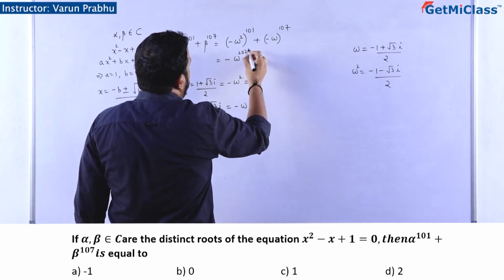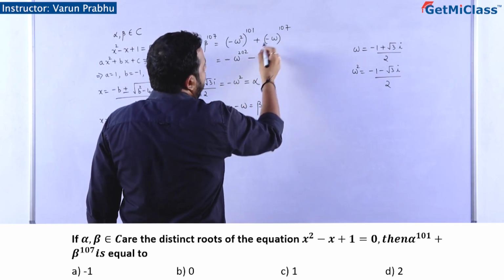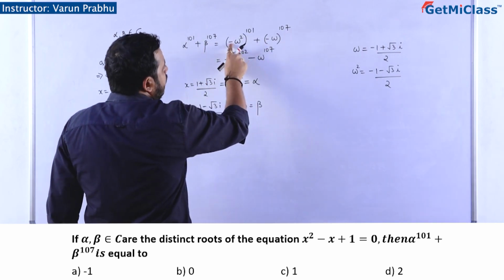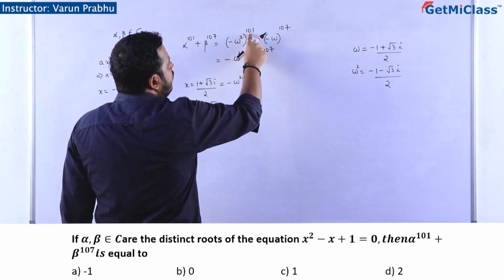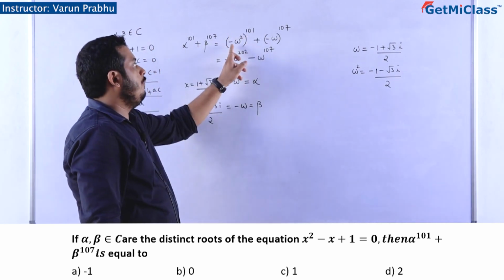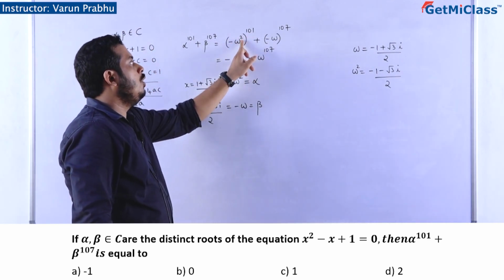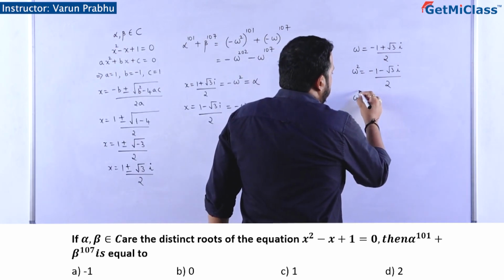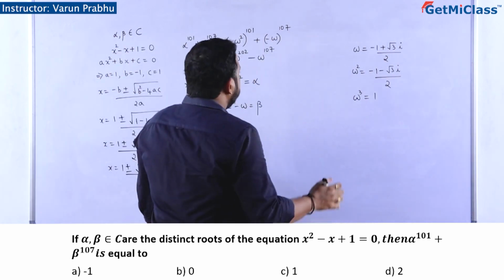So it is minus omega to the power 202 minus omega to the power of 107, because the power is odd for the negative sign. Only the index will get multiplied, but the power remains odd, right? For minus omega square, the power on the minus is only 101, not 202. Now we know that omega cube is equal to 1. Is it right? So what do we do?